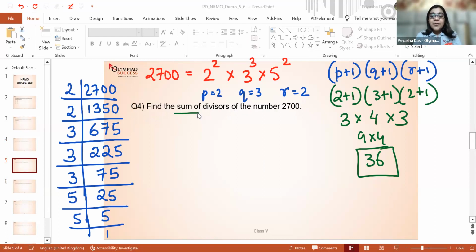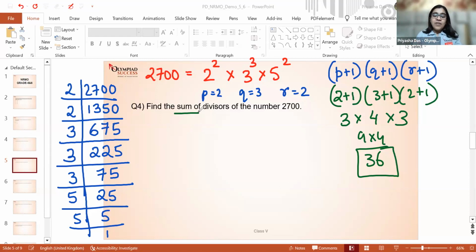Are you literally going to calculate all the factors, like 1, 2700, 1350, 2, 675 plus 3? No, no, no. How will the answer be so small?